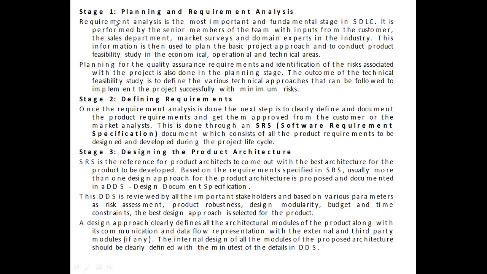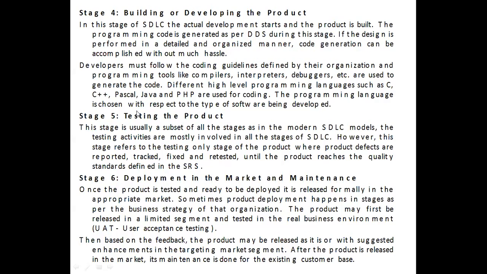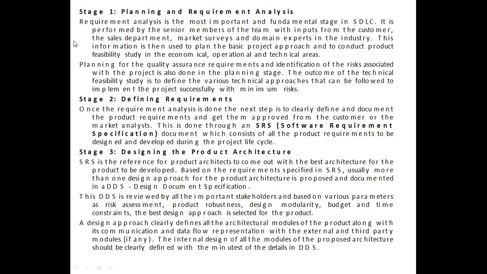The first phase in software development life cycle is planning and requirement analysis. Second, defining requirements. Third, designing the product architecture. Fourth, building or developing the product. Fifth, testing the product. Sixth is deployment in the market and maintenance. These are the six stages of the life cycle we will study in detail.